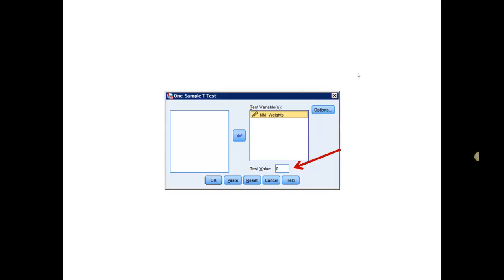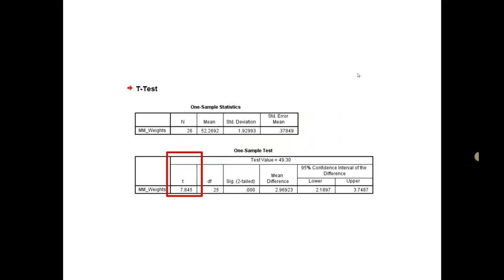Now the test value is the value that you're assuming under the null hypothesis. It's very, very important that you change this so that you get the correct answer. So under our null hypothesis, we said that mu was equal to 49.3, so I went ahead and changed that within SPSS. Then I click on OK, and here's what I get for my results. You can see I get my test statistic, T equals 7.845. That has 25 degrees of freedom, and I get a two-tailed p-value of 0.000.